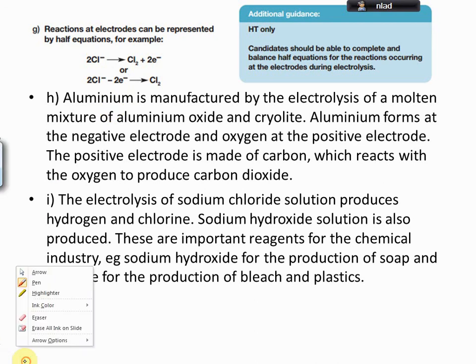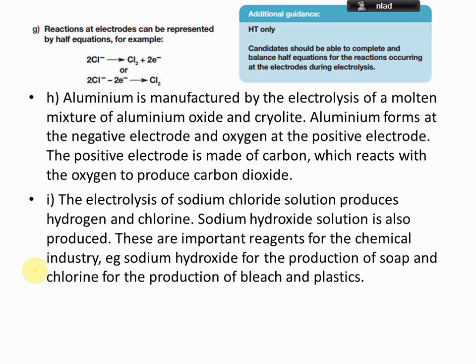Aluminium is manufactured using the process of electrolysis of a molten mixture of aluminium oxide and cryolite. Aluminium forms at the negative electrode and oxygen at the positive electrode. The positive electrode needs to be made from carbon, because that's going to react with the oxygen and therefore make carbon dioxide. Electrolysis of sodium chloride solution, so that salt solution, produces hydrogen and chlorine.